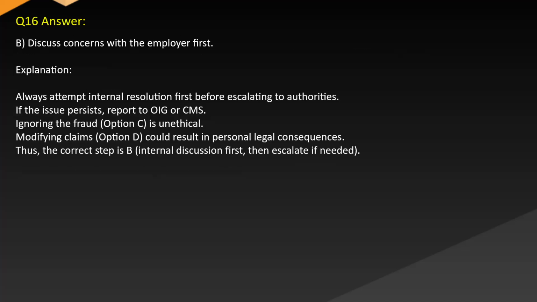Answer: B. Discuss concerns with the employer first. Explanation: Always attempt internal resolution first before escalating to authorities. If the issue persists, report to OIG or CMS. Ignoring the fraud, option C, is unethical. Modifying claims, option D, could result in personal legal consequences. Thus, the correct step is B. Internal discussion first, then escalate if needed.